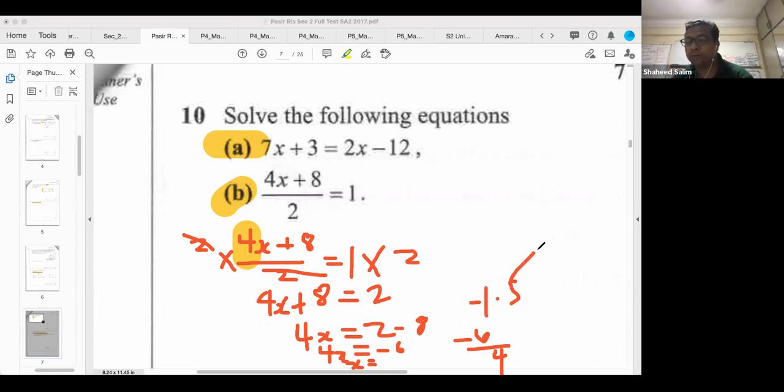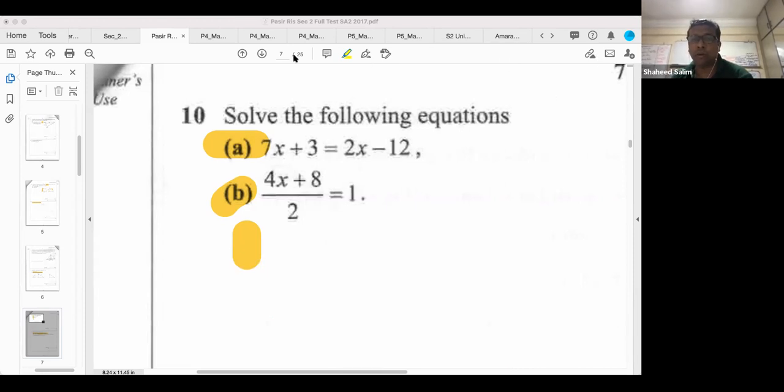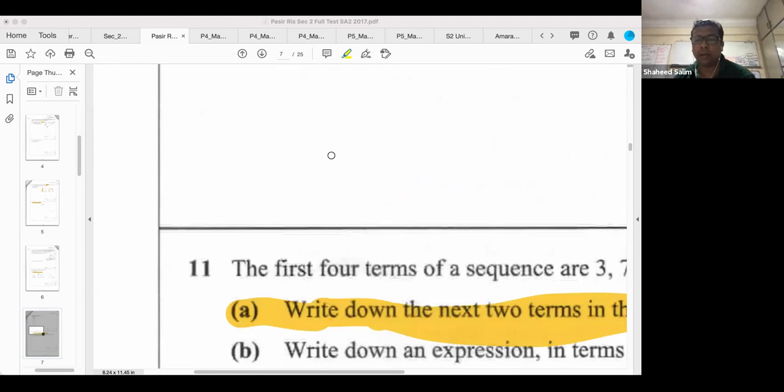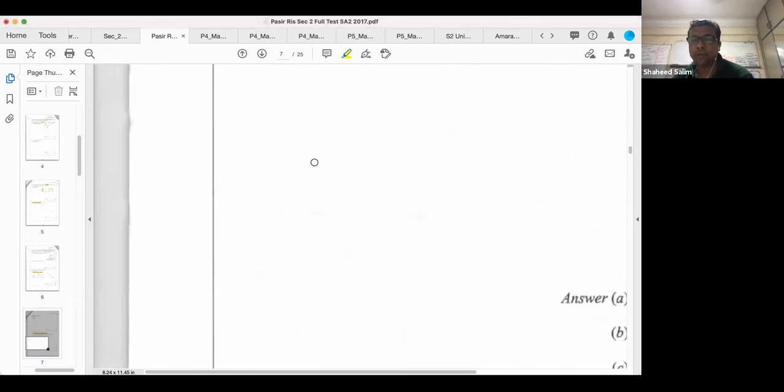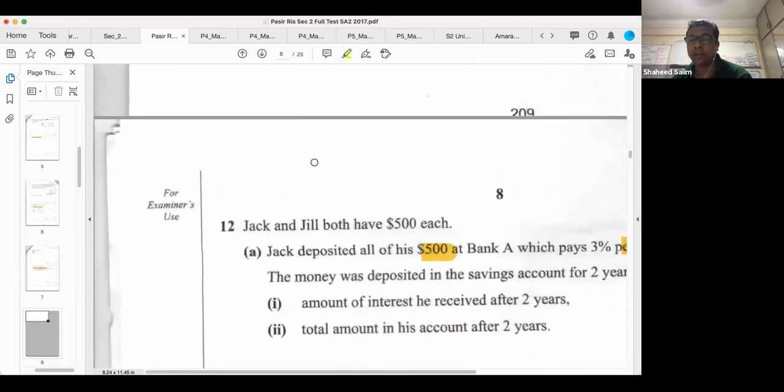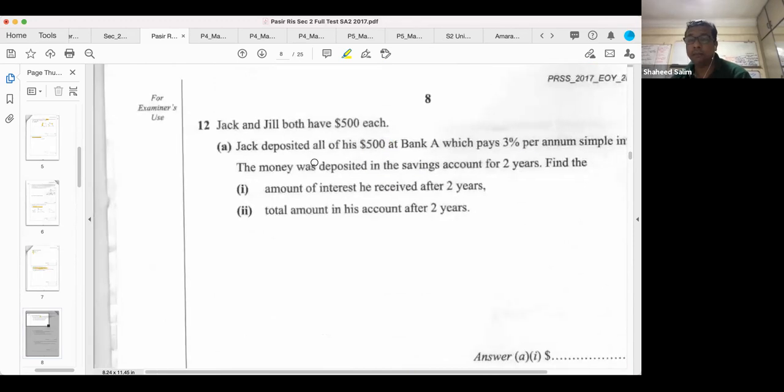Okay, now we move on to the percentage question. This is a long question. It's the last question in paper 1. Now, annum, you know what's annum? Per year.